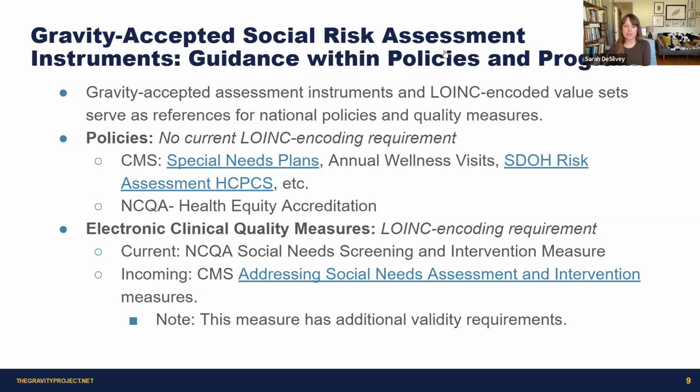The policies that currently point to Gravity assessment instrument value sets are many. Examples are guidance on approved instruments or accepted instruments for CMS special needs plan social risk assessment, annual wellness visit assessments, guidance for instruments that can be used for compliance for the social terms of health risk assessment HCPCS concept. And then, there's other regulations out there as well. And then also, as NCQA will present today, the process of using evidence-based assessment instruments in line with NCQA's health equity accreditation process. They will talk about that ever so shortly.